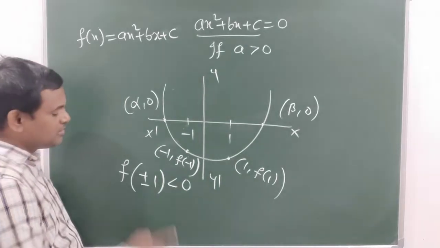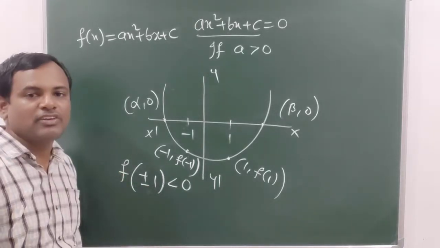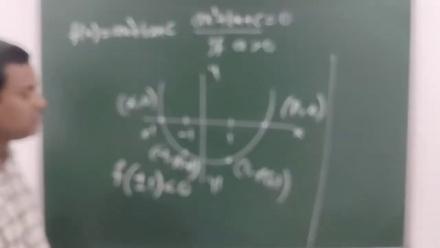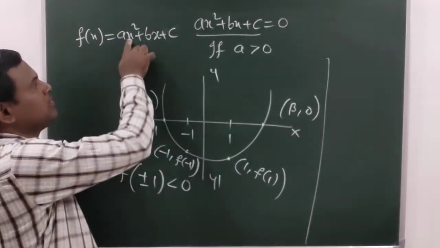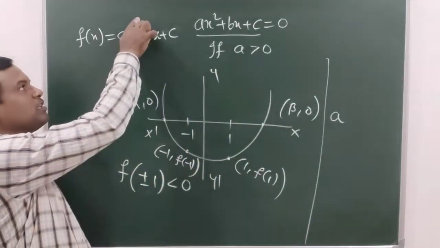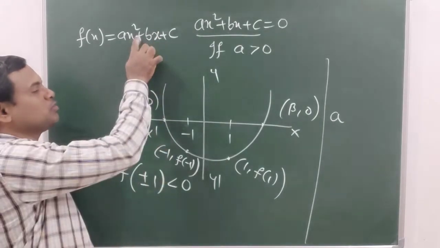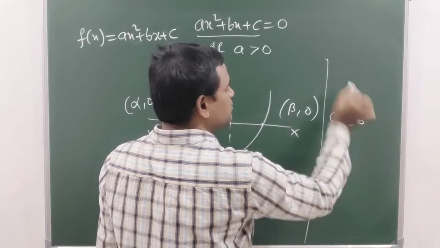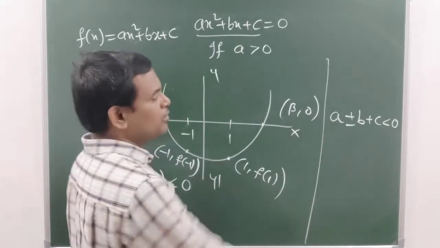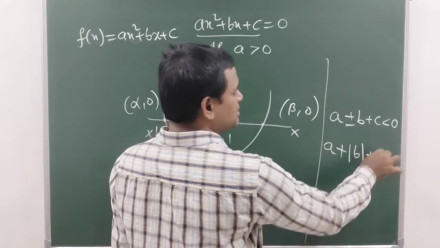Am I right? See, so apply this concept: f of plus or minus 1 is less than 0. So when we take f of plus or minus 1 less than 0, then what do we get here? a times plus or minus 1 whole square becomes positive, and here x we are writing plus or minus 1. So here what do we get? a plus or minus b plus c less than 0. You know, this plus or minus b, we can express as mod b, so a plus mod b plus c less than 0.